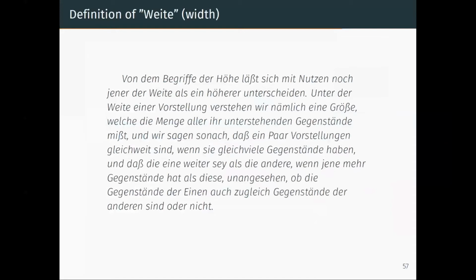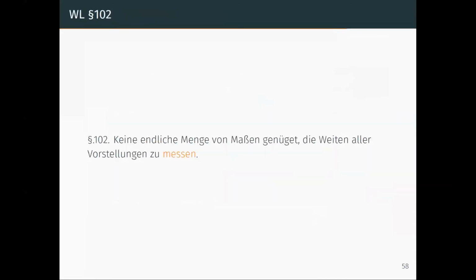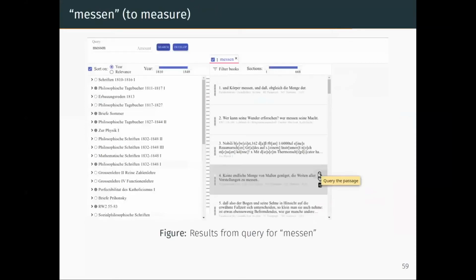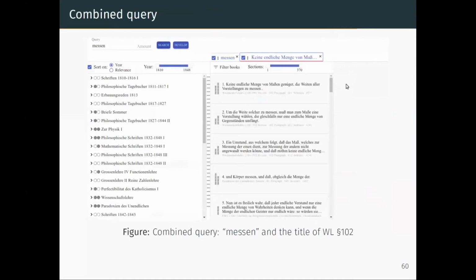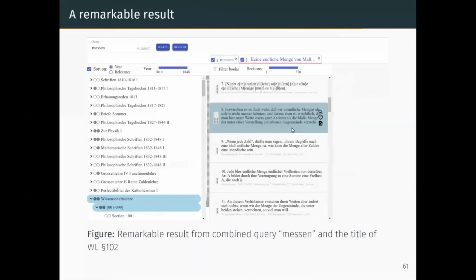And we see that he means with width the quantity of the objects that the concept is referring to. That is the important thing. So again, back to the title, we now know what Weite means, but we don't know what messen is. So we repeat the same procedure also to clarify what messen means.